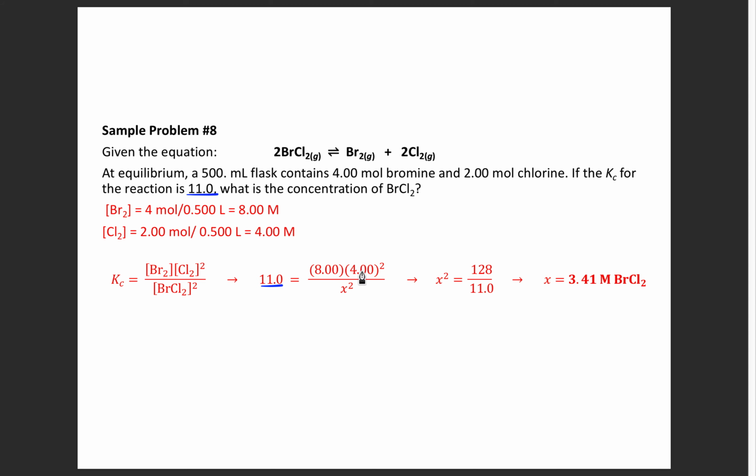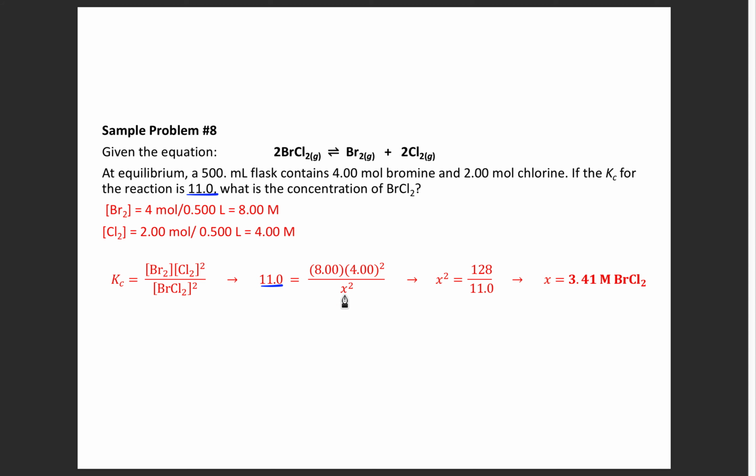So we're going to plug those in where they belong, right, in place of here. Square the chlorine, which is equal to 4 moles per liter, and we're going to solve for the concentration of bromine dichloride, which we can just call X.